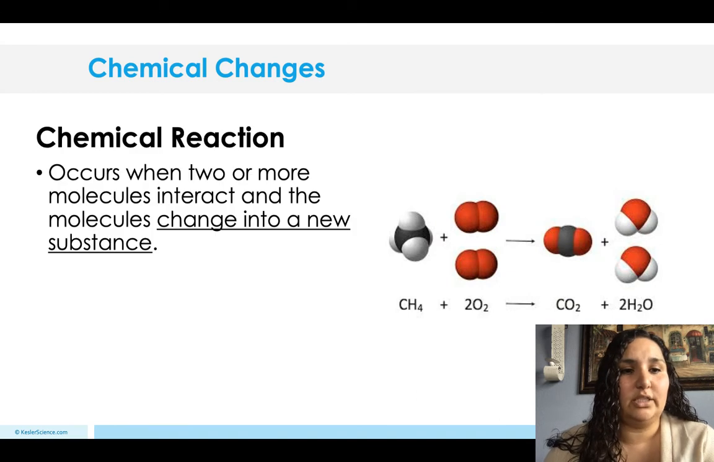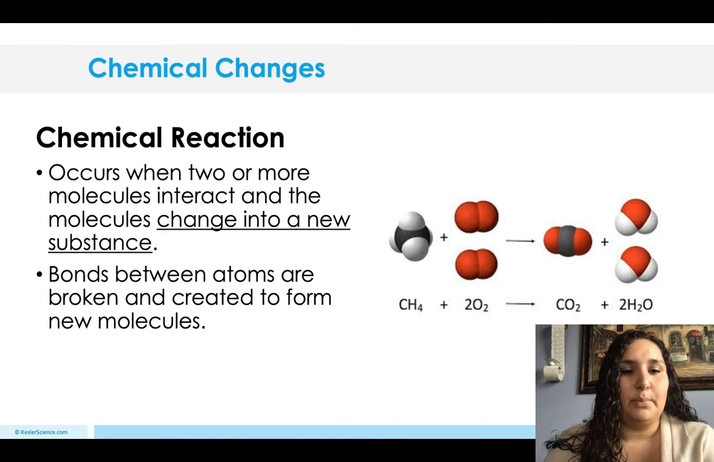A chemical reaction occurs when two or more molecules interact and the molecules change into a new substance. Bonds between atoms are broken and created to form new molecules. So here in this example, we have one molecule of CH4 with two molecules of O2, and that creates new substances. Notice how the atoms have been rearranged, and now I have CO2, which I know is carbon dioxide, and we have two H2O, which is two molecules of H2O. So once again, a new substance is formed.